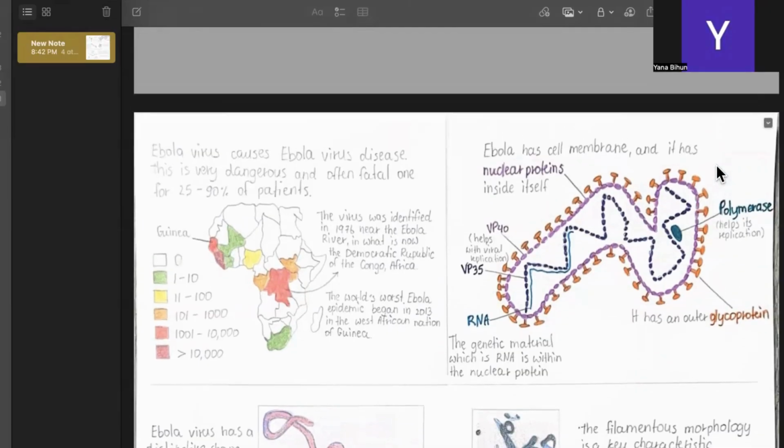Ebola has a cell membrane and it has nuclear proteins inside itself. Polymerase, which helps with replication. It has an outer glycoprotein. The genetic material, which is RNA, is within the nuclear protein. VP35 and VP40 help with viral replication.